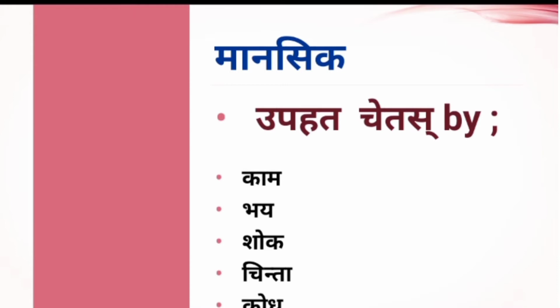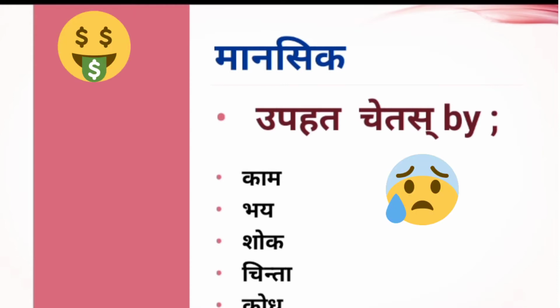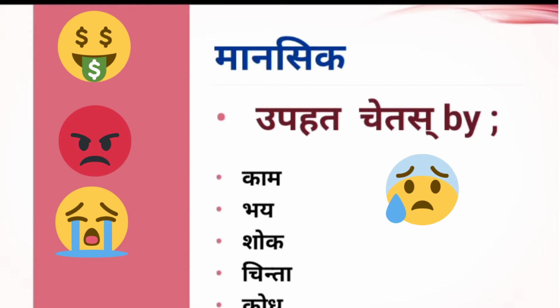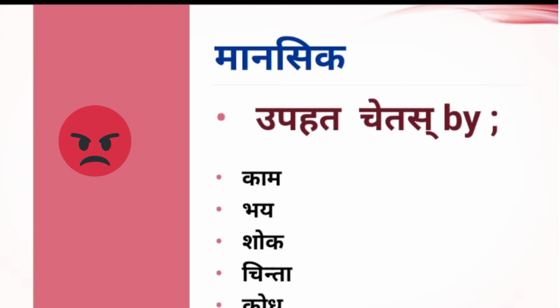And next comes the manasika nidana. So the mental conditions which cause the Pandu Roga are upahata chetas by kama, bhaya, krodha, chinta and shoka. The person who suffers from kama, that is excessive desire towards any kind of things, bhaya, that is fear, shoka, sorrow or always being sad, chinta, useless worries, and krodha, being very angry over everything, will definitely get the Pandu Roga.